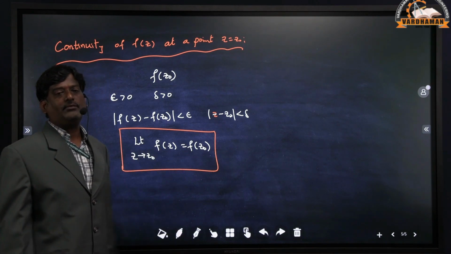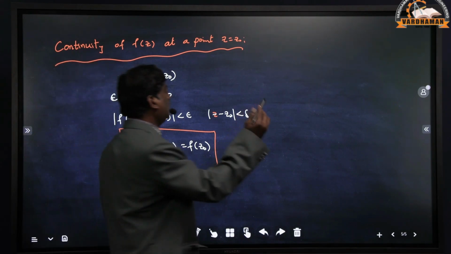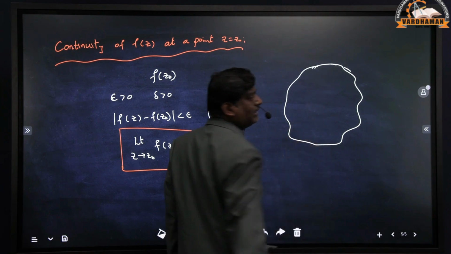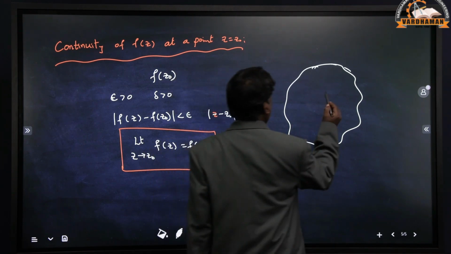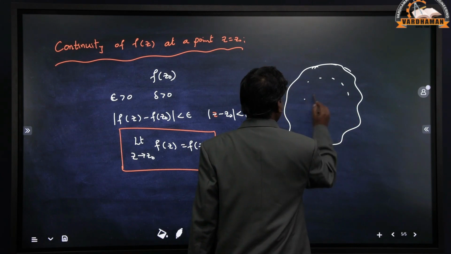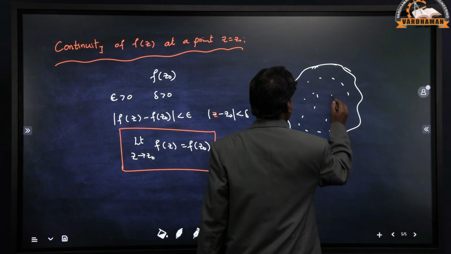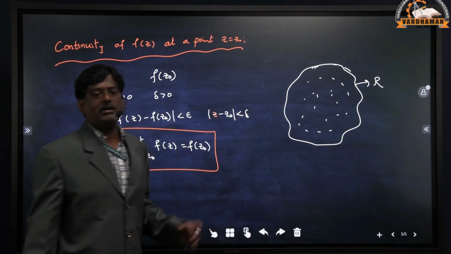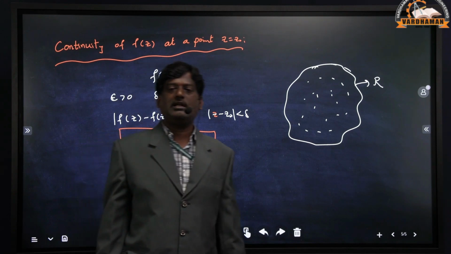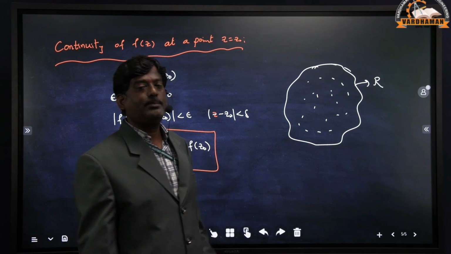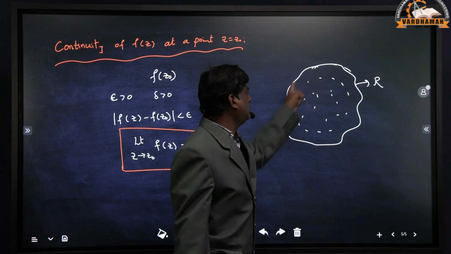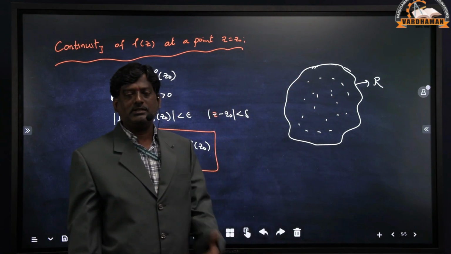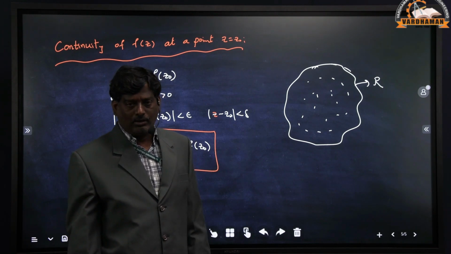Now, if you take any region R and the function is continuous at each and every point, then you can say the function is continuous in that region R. A function f of z is said to be continuous in a region R if it is continuous at every point of R. If you take any point in the region, the function should be continuous at that point. Then you can say the function is continuous in the region R.